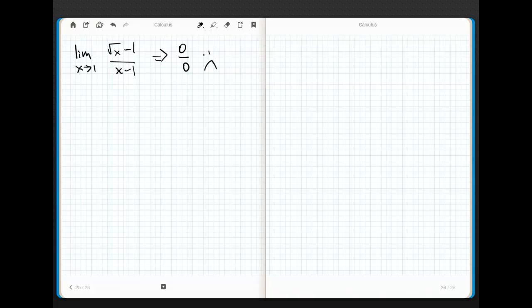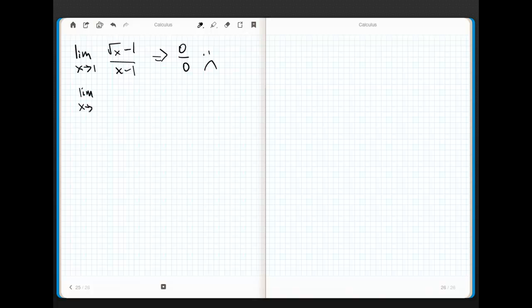The problem is, what algebra am I going to do here? There's not a whole lot I can do with x minus 1. The problem is the square root of x minus 1. If I could somehow do something fancy, like rationalize the numerator. Have we rationalized the numerator before? We did a bunch of rationalizing of denominators because we had to, but we've never really done it with the numerator. So let's see what happens if we did.